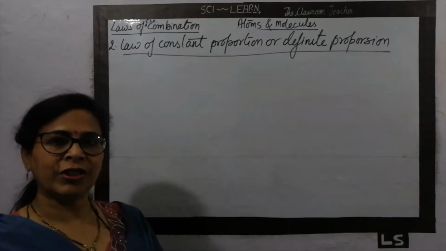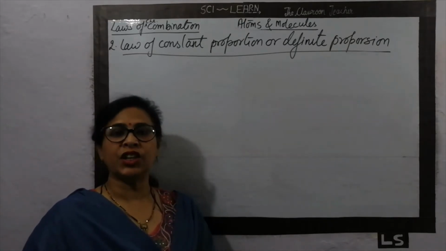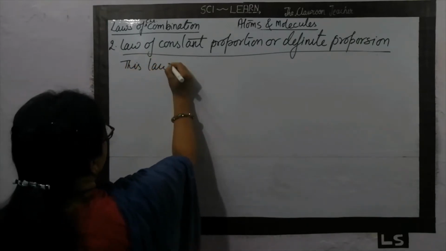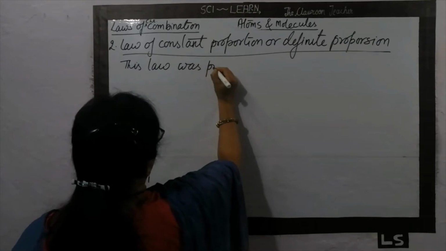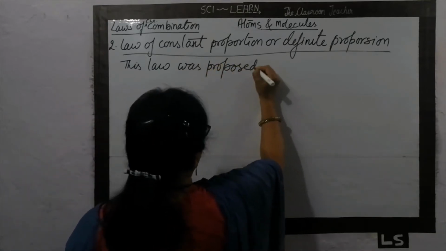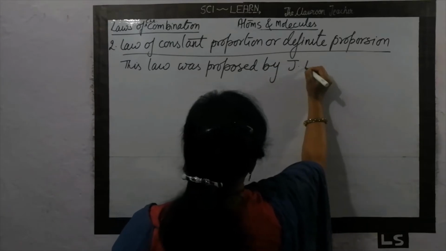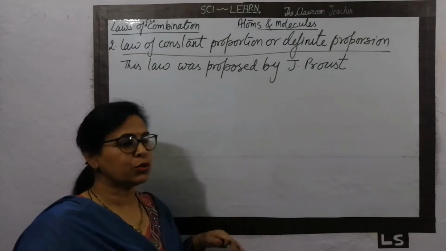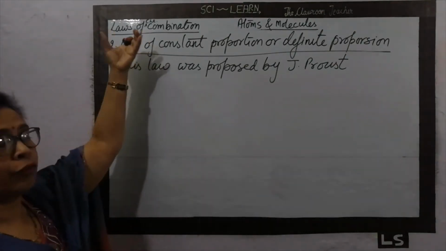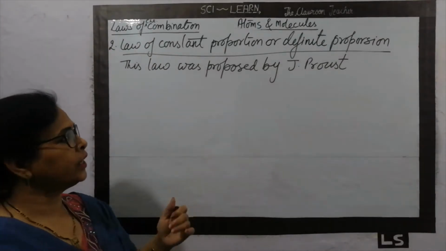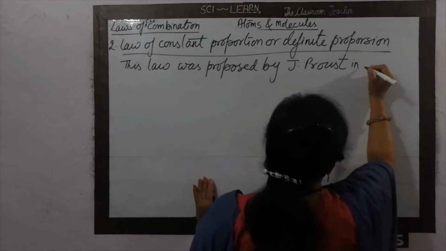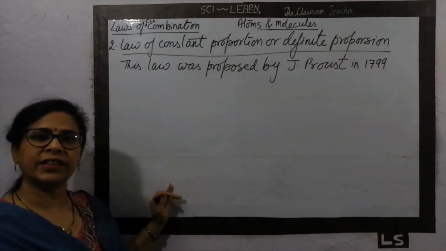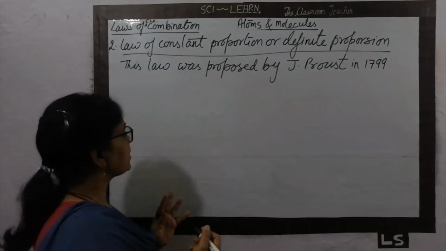Firstly, this law was proposed by J. Proust. He was the second chemist to work in this field of the laws of chemical combination. So J. Proust proposed this law in the year 1799. What does this law state?